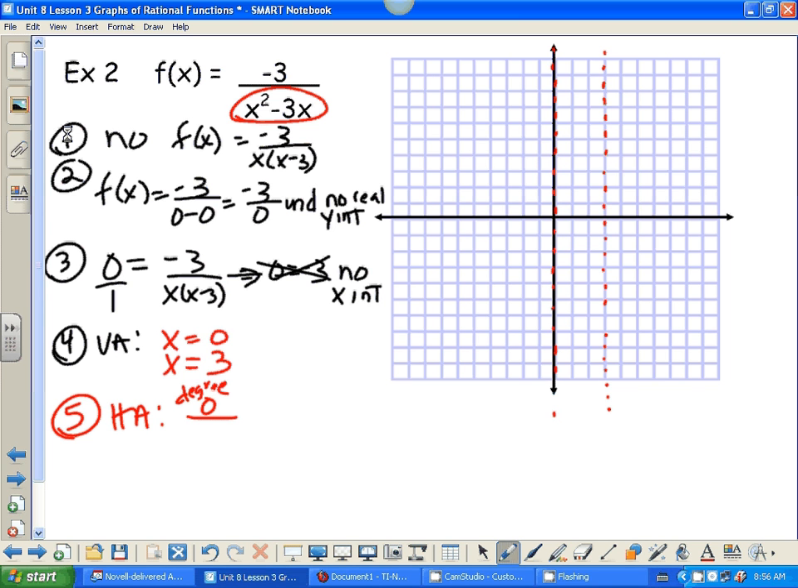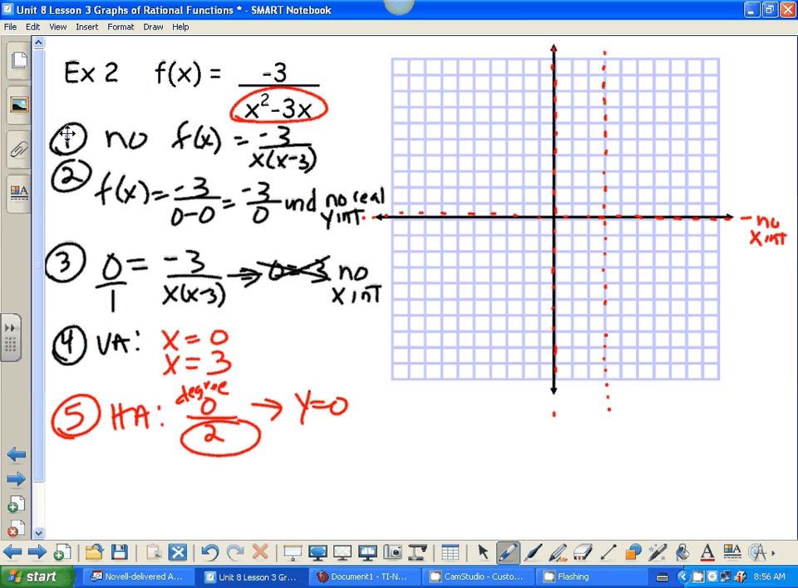The degree of the denominator is 2. Therefore, y equals 0. Since the degree of the denominator is bigger, y equals 0 is going to be my horizontal asymptote. Now notice we had no x-intercepts, so this graph is not going to ever jump the horizontal asymptote. The only time it's going to jump the horizontal asymptote is if there is a defined point on that horizontal asymptote, and we've already discovered that that's not the case.